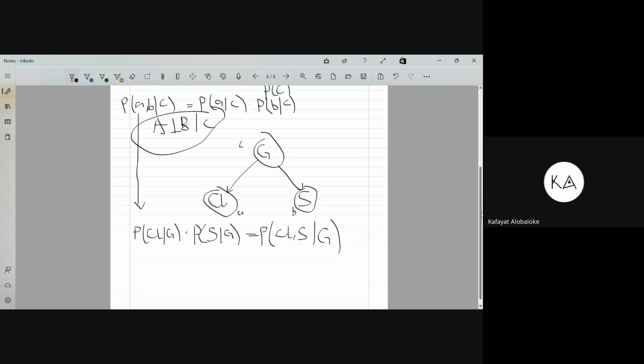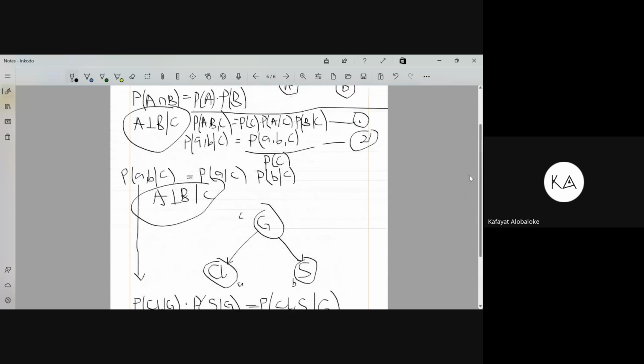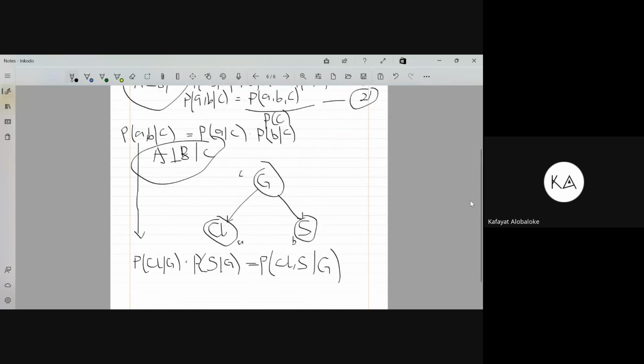Now let's move to the properties of conditional probabilities. Back to the course manual now. The first one here is symmetry. I think by now we are familiar with the property of being symmetry. That is, the order doesn't really matter. If A and B are conditionally independent given C, then B and A are also conditionally independent given C.